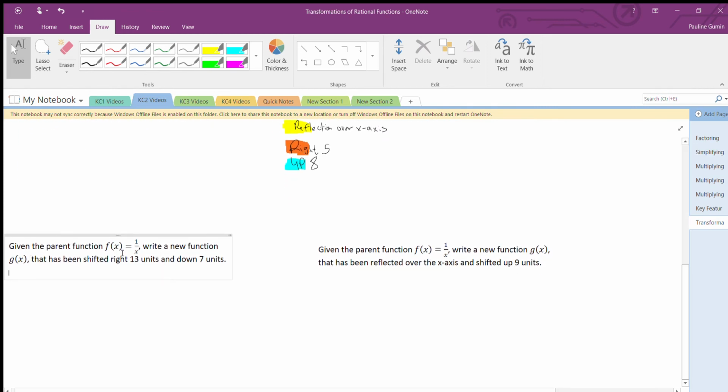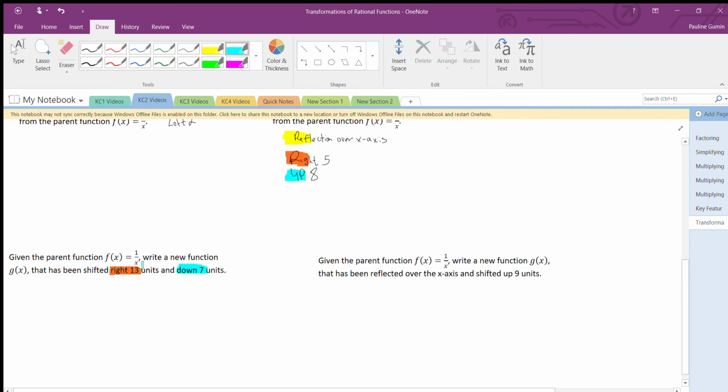Okay, so we have a parent function, f of x equals 1 over x. Okay, that's what we've been using. We are going to shift right 13. I'm going to highlight that in orange because right and left movements I've been highlighting in orange. And down 7, I'm going to highlight that in blue because that's what I've been highlighting our ups and downs. Okay. So let's see what we can come up with.